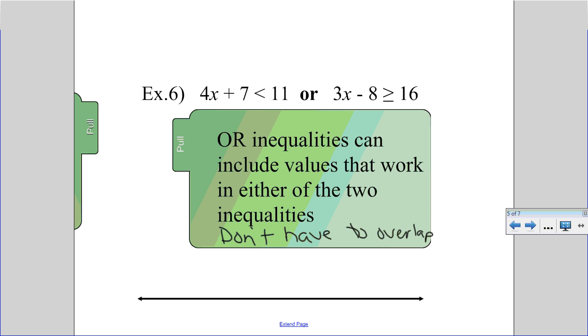But a lot of times, guys, when we look at our OR inequalities, they remind us of the oars on a boat, where they're going on the outside. So the ANDs are in between, together. The OR inequalities often go in opposite directions. So we've got two examples. Let's take a look at those.